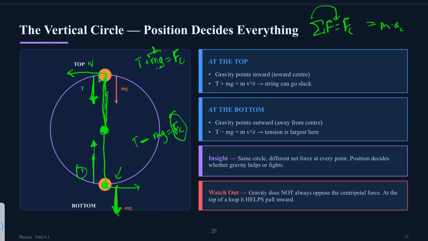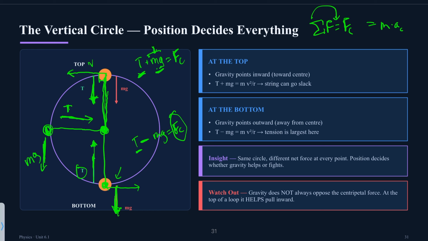So here tension has to be large, right? Here tension has to be low, because mg is helping it out. Here mg is hindering it. But there is a case in which mg doesn't do anything to it. So imagine the ball was over here, right? Tension will be pulling us inward. But what's pulling us downward? So gravity is over here.